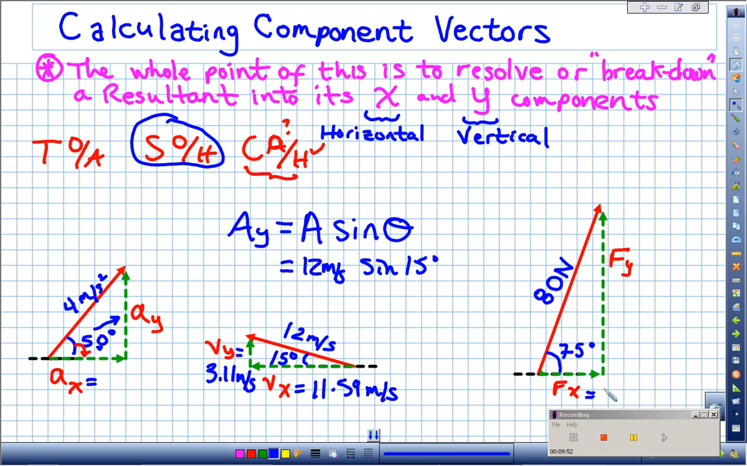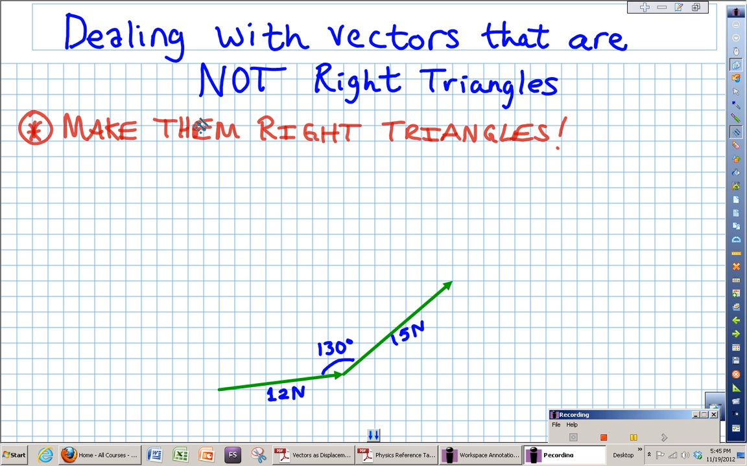Though you should get values of 20.7 newtons for your x component and 77.3 newtons for your y component. The next thing I want to hit up is dealing with vectors that are not right triangles.